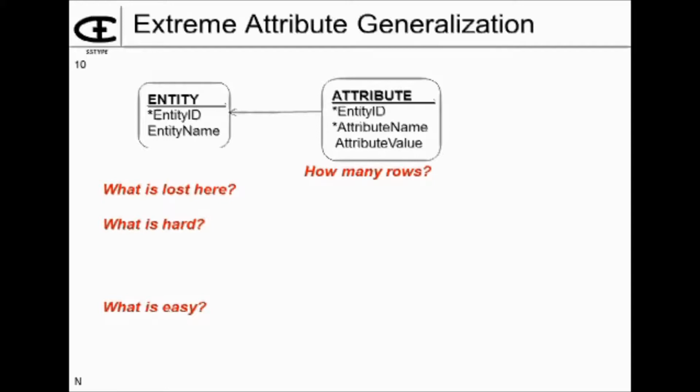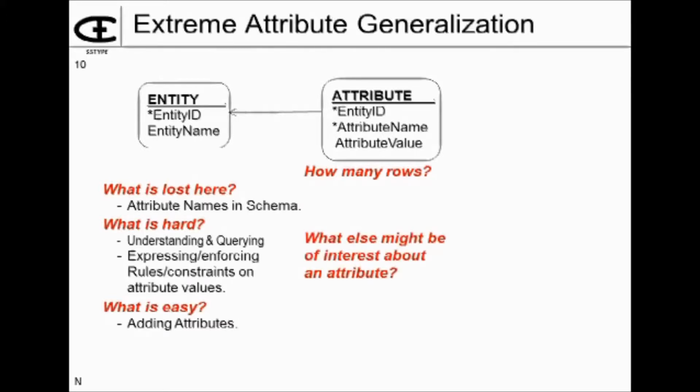Users aren't going to like this. So querying would be difficult. Expressing, as we explained before, expressing constraints across these would be very difficult as well. But what's really easy? And it's the system developers and the designers that just love it. It's easy to add an attribute to a table. It's just another entry in the attribute table. What else might be of interest about an attribute besides the value and the name? Anything?